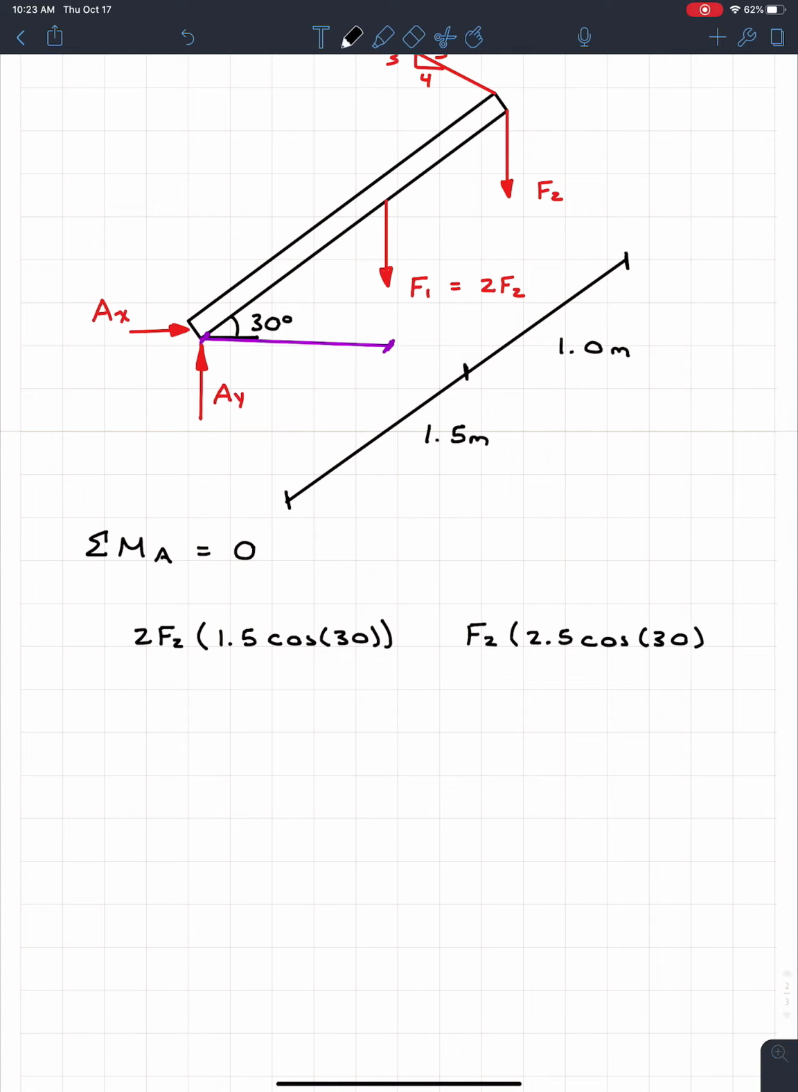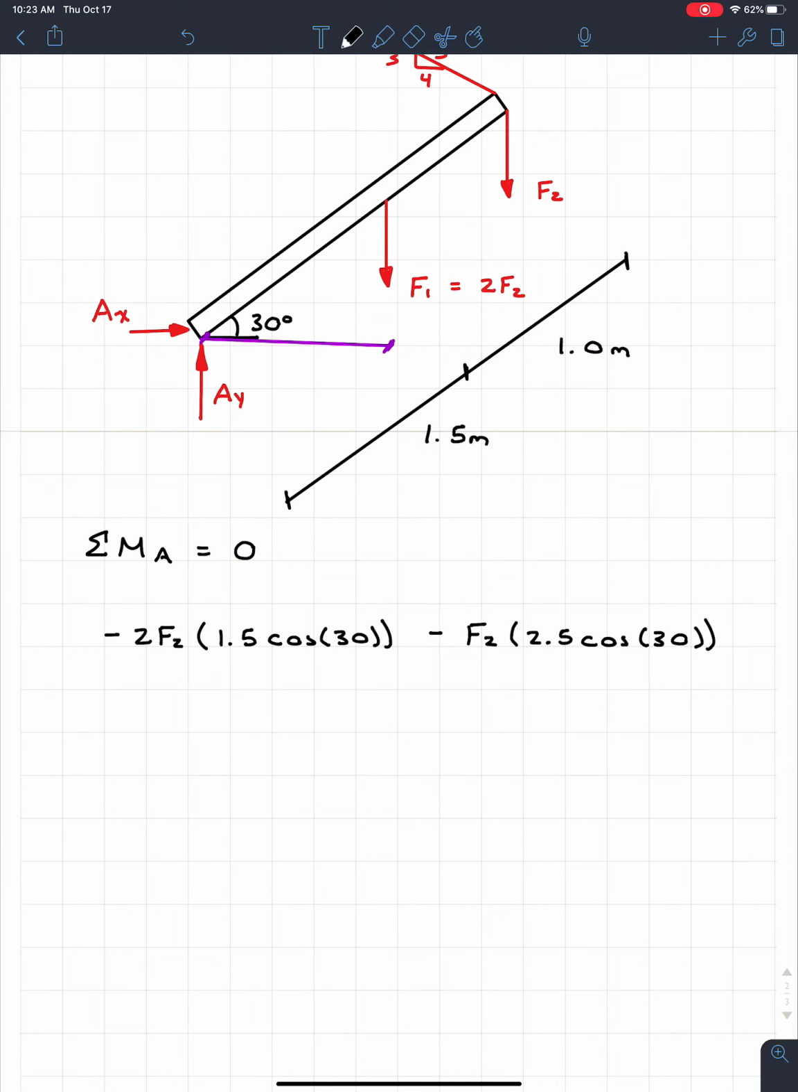So not too bad. Now we've got to ask ourselves, what kind of moment do these forces create? Is it going to be positive? Is it going to be negative? Well, it's pretty simple. If I hold my pencil at A and I start pushing down on it, as we'll see, it starts creating that clockwise rotation. So both of these are going to be negatives. All right, so not too bad.